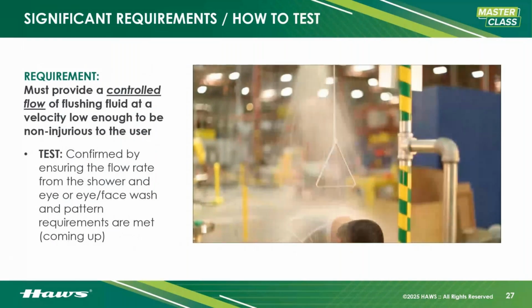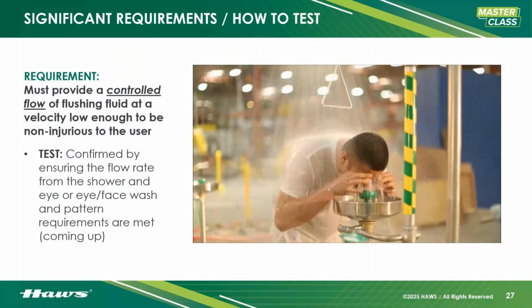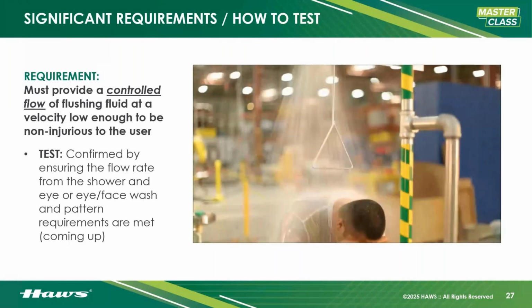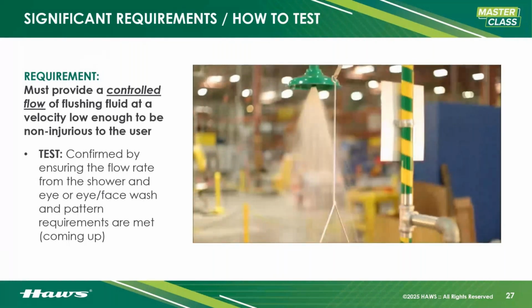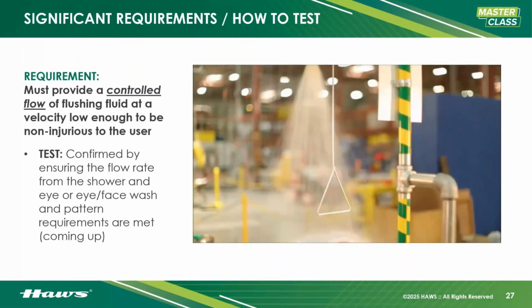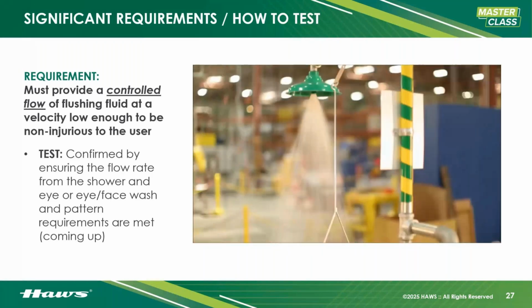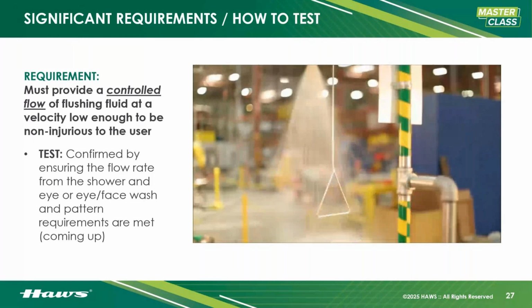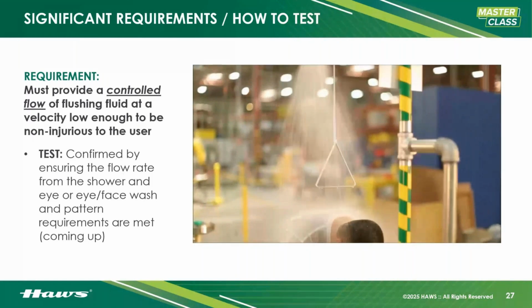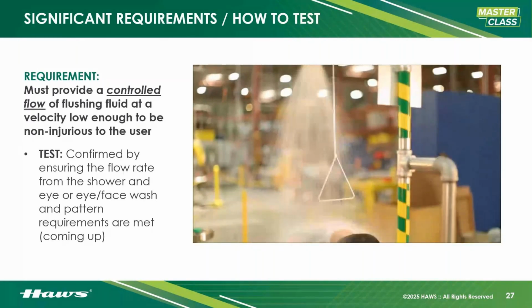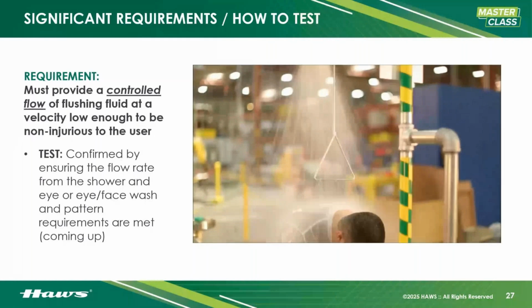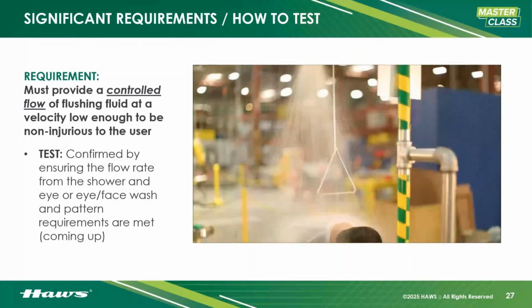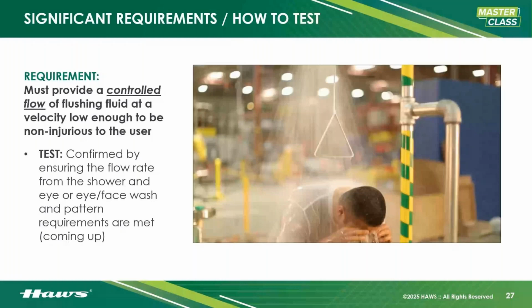That water they're delivering has to be at a controlled flow. So we cannot have an injurious amount of water coming out of the heads of the device, which means if your eye wash is actually a brain washer or a ceiling tile washer, or the shower head is busted and you're getting a jet of water shooting down on you instead of a nice, even spray pattern like you see here, that is a serious problem. It has to be non-injurious.